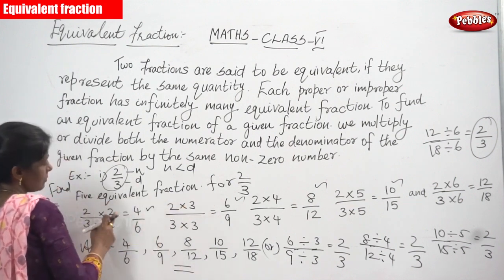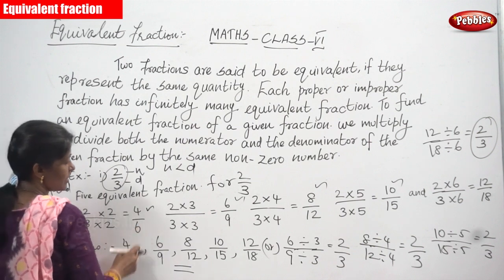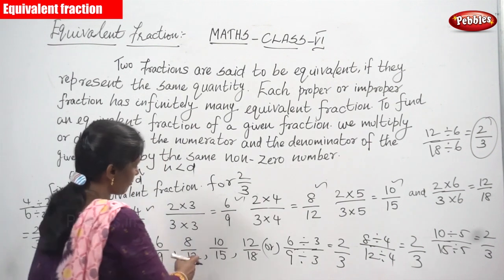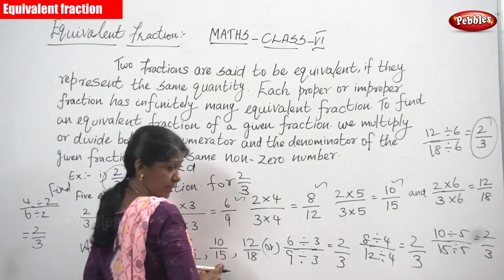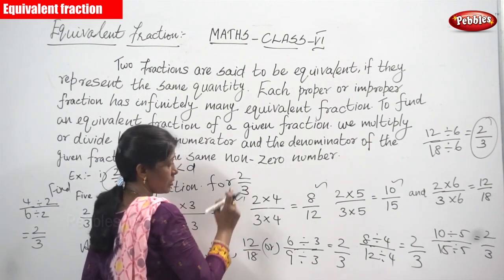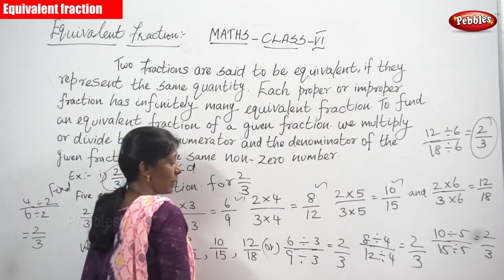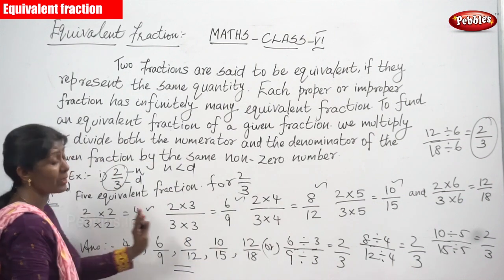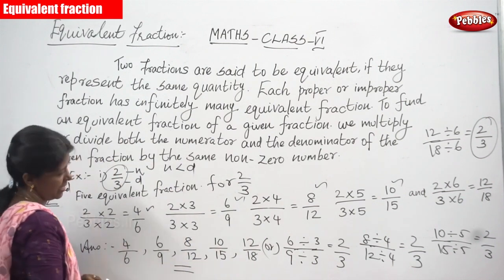So 2 by 3 multiplied by 2, you can get 4 by 6. 2 by 3 multiplied by 3, you get 6 by 9, and multiplied by 4, 8 by 12. 2 by 3 multiplied by 5, you get 10 by 15, and multiplied by 6, you get 12 by 18. This is the exact answer for this question, but we are using only the multiplication method.